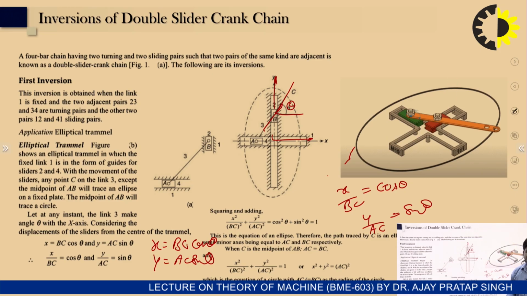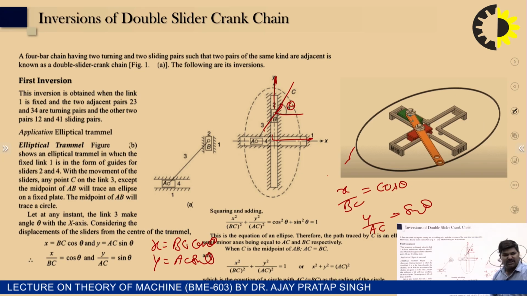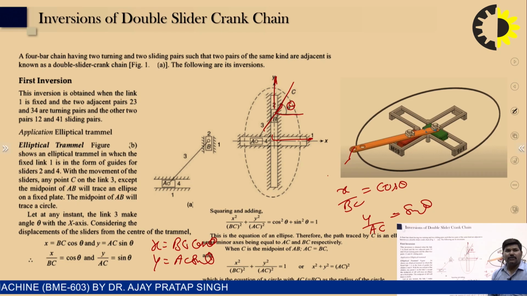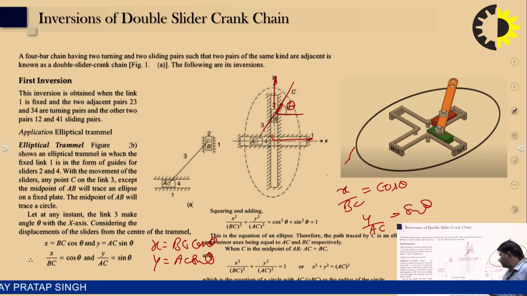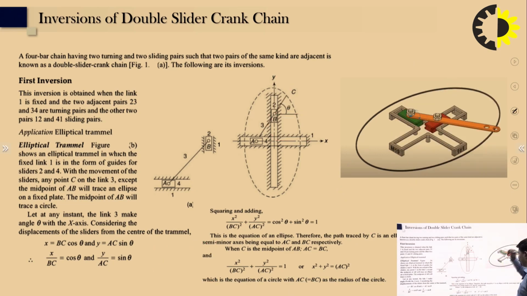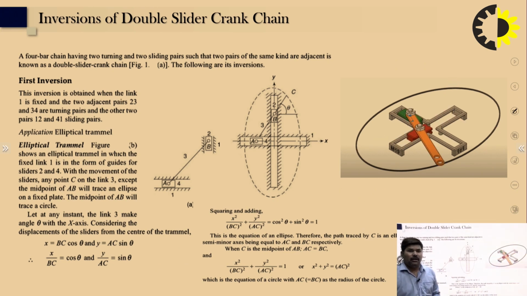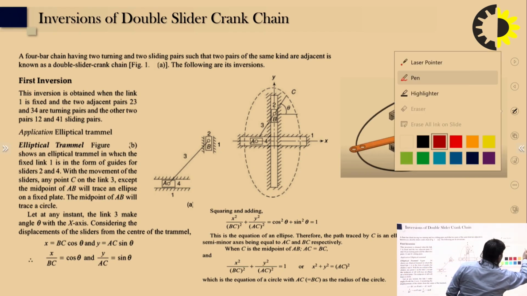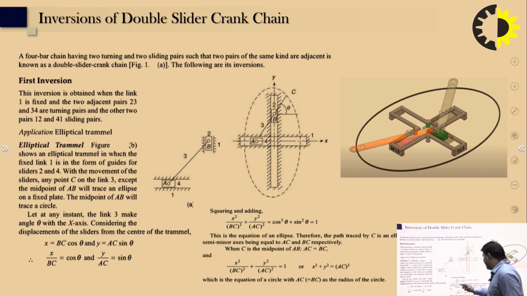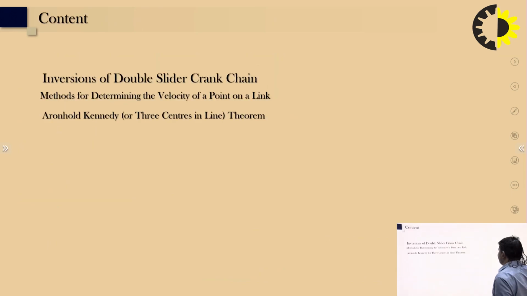Squaring these two equations and adding, you can see that x square by BC square plus y square by AC square equals sin square theta plus cos square theta, which becomes 1. So this equation represents an ellipse, right? These equations represent an ellipse.